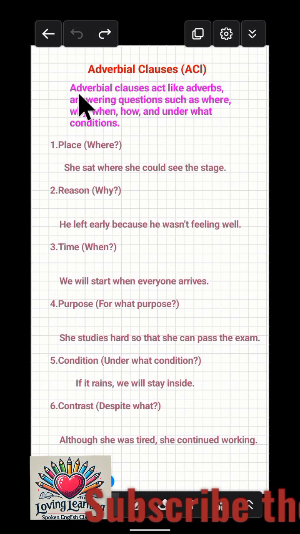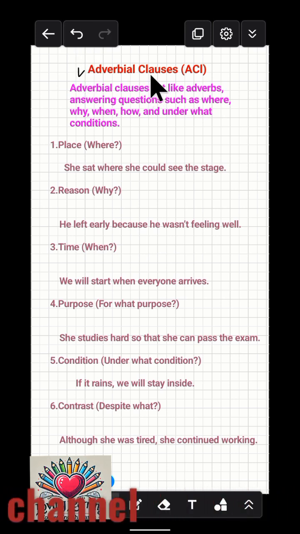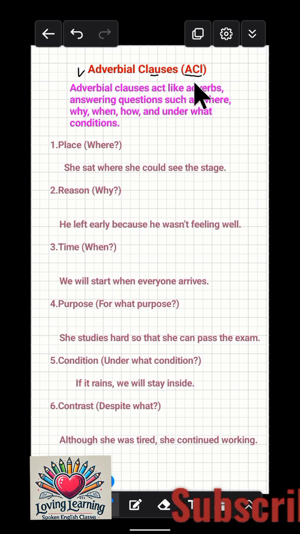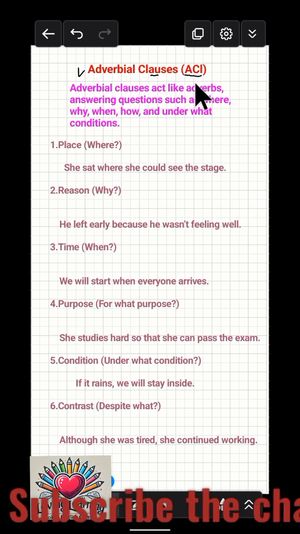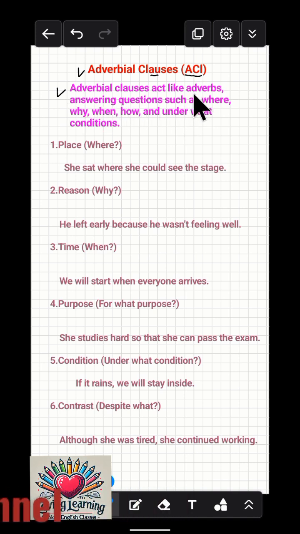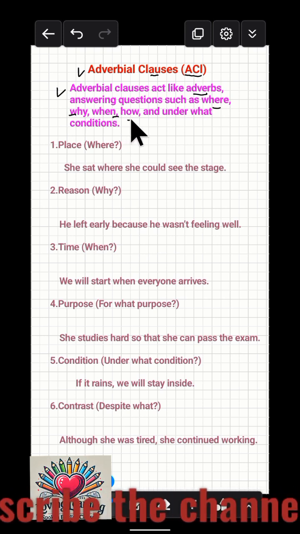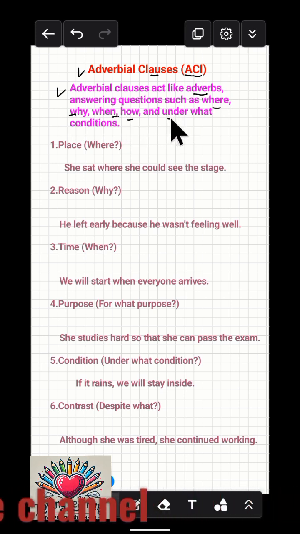In this video we are going to learn the adverbial clause in detail. In short, it is written as ACL. Adverbial clauses act like adverbs, answering questions such as where, why, when, how, and under what condition. So let us see the first one.